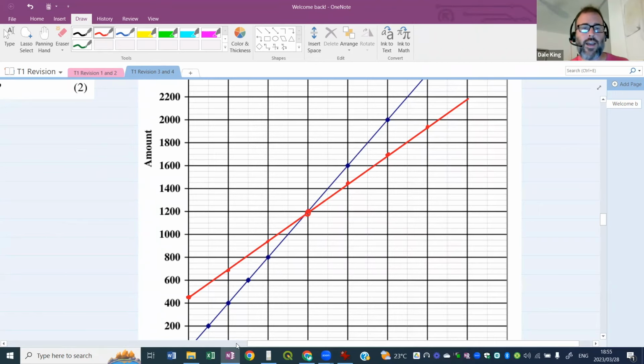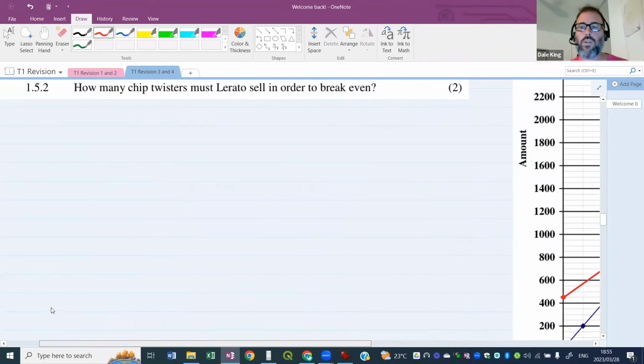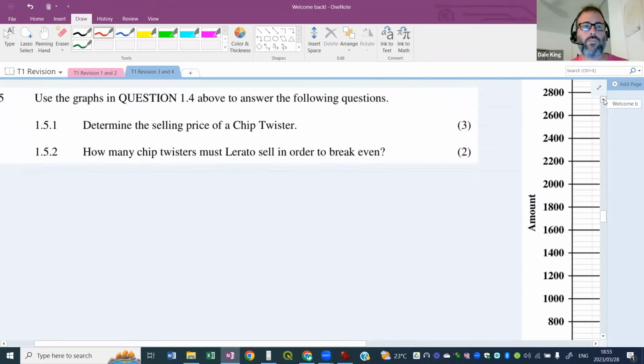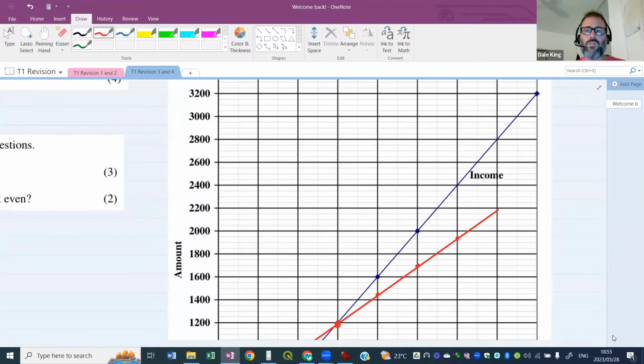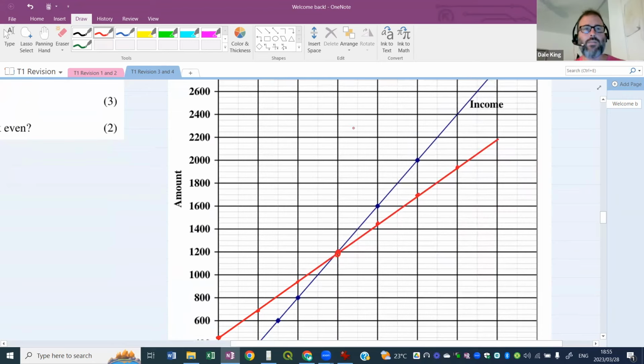All right, now we've done what they've asked. We've plotted the line. Here come some questions. We'll try to do 1.5.1 after 1.5.2, but I want to have a look at 1.5.2. How many chips, because as a businessman, this is the critical point, a businesswoman, sorry. How many chip twisters must Lorata sell in order to break even? Now, what is break even? Can someone please tell me, what does break even mean? Can anyone turn on their marks? Raise your hand. Sakile.